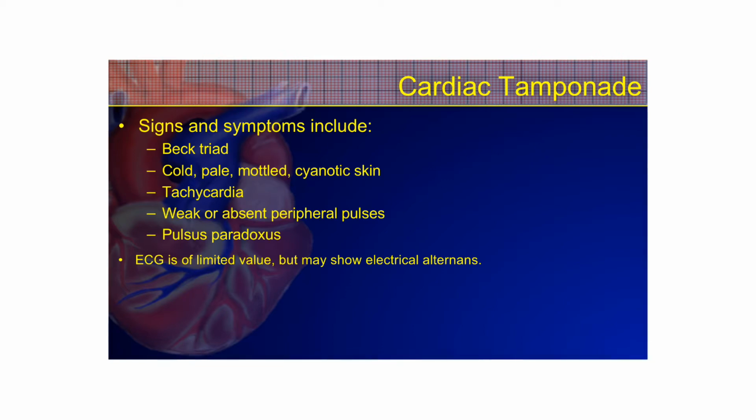You want to be able to differentiate between a tamponade and a tension pneumothorax. Specifically, in cardiac tamponade, the lungs are not affected, so breath sounds will be equal and the trachea will be midline.